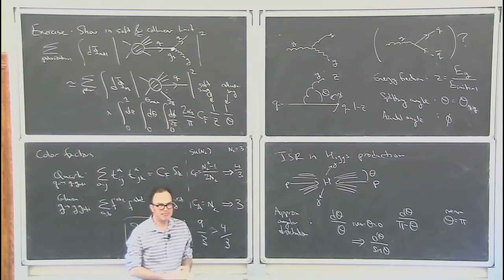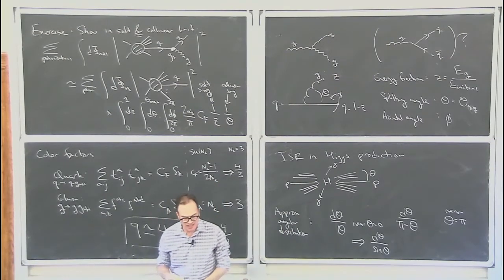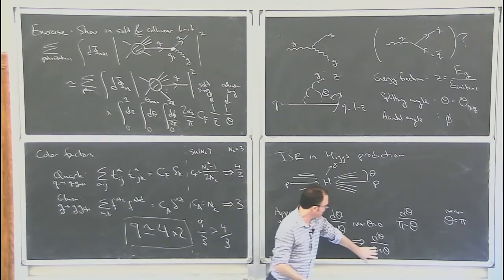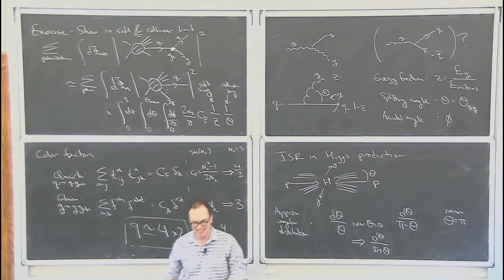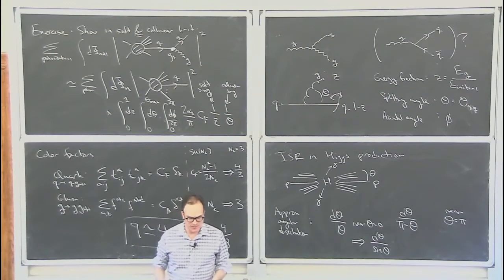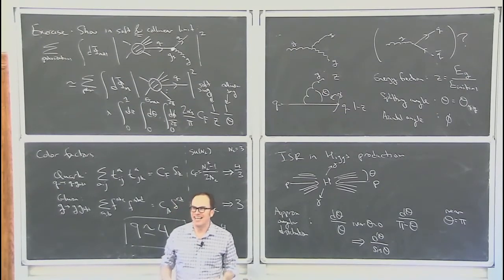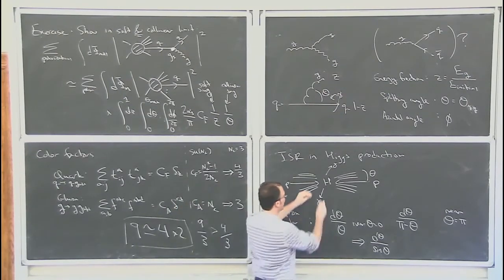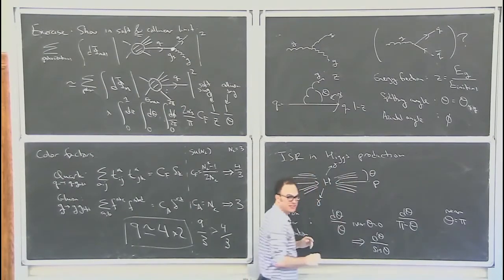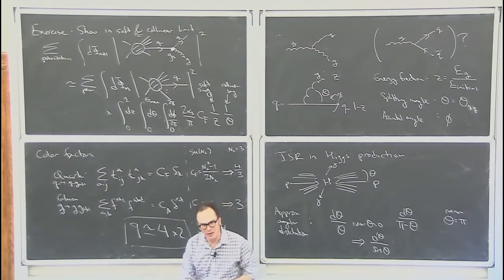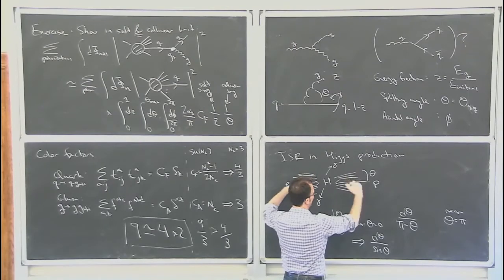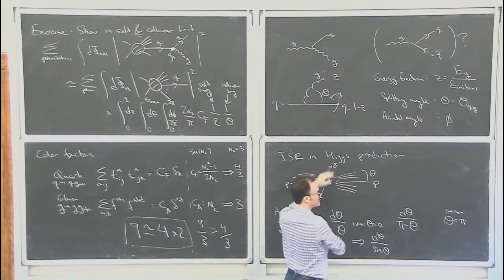Now, this peaking behavior of initial state radiation is annoying. It's annoying for theory calculations because you have to keep track of the sine theta. But imagine you're an experimentalist trying to build a detector, and you want your detector to last for a long time. And now I'm telling you that the radiation I'm getting you is dominant in the forward directions. Then you say, well, that's really annoying. I need to build a detector that can withstand more radiation in the beam direction compared to the central direction.